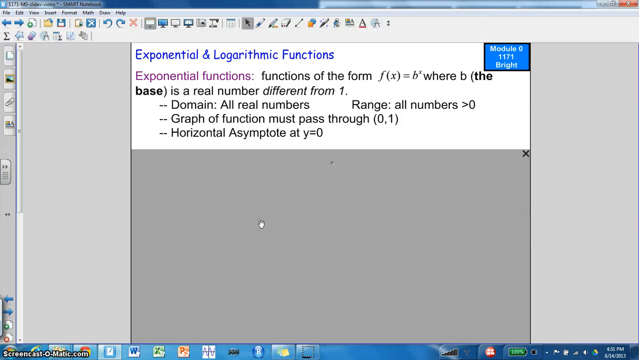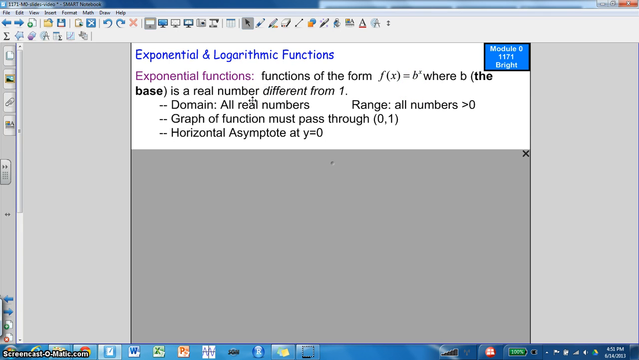On to exponential and logarithmic functions. Exponential functions are functions of the form where you have some real number different from 1 as the base, b, and x appearing in the exponent. So your independent variable is appearing in the exponent.